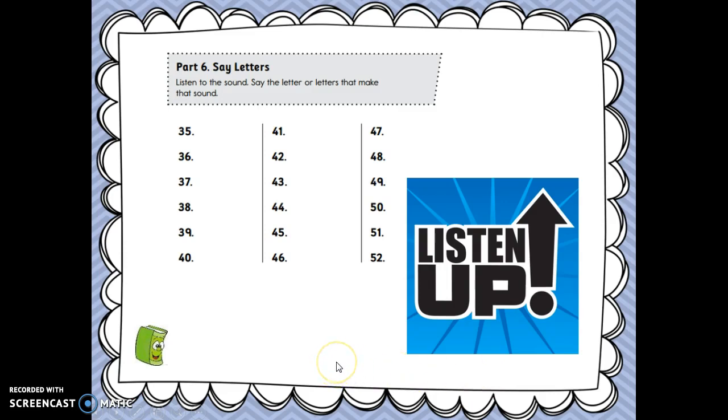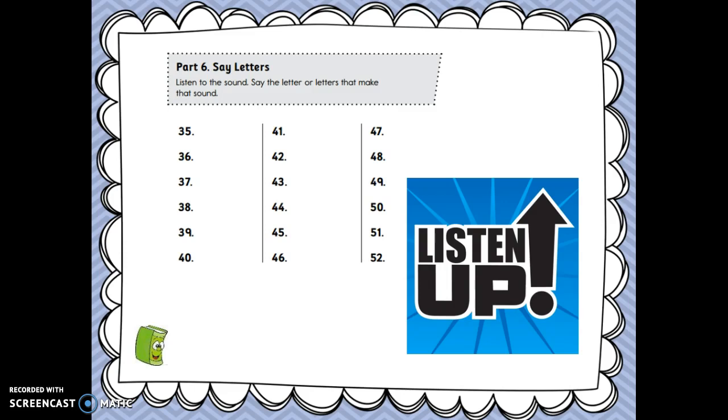Part 6 is called Say Letters. So this says listen up. You'll really want to listen carefully. The directions say listen to the sound, say the letter or letters that make that sound. Alright, so you will just listen. So for example, if maybe on 35 I said shh, you would want to write SH. The SH letters say shh.